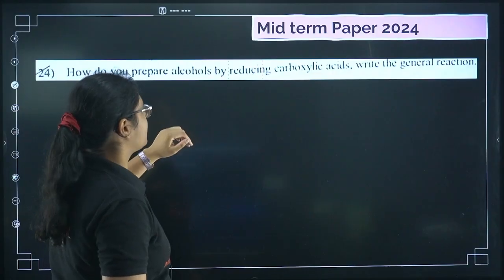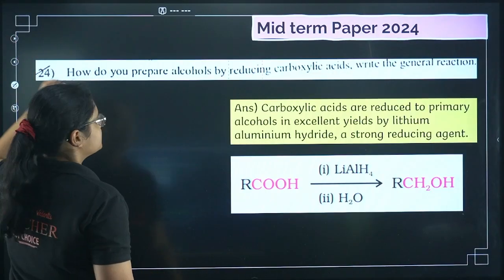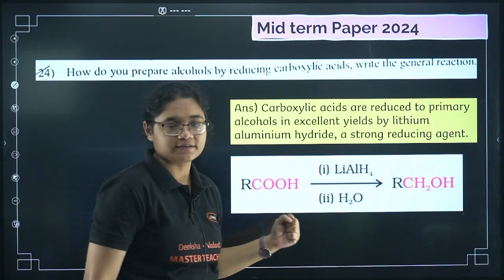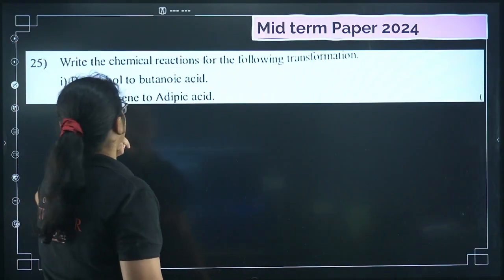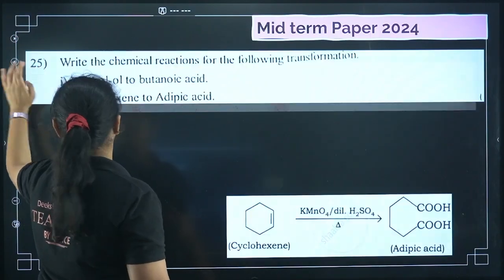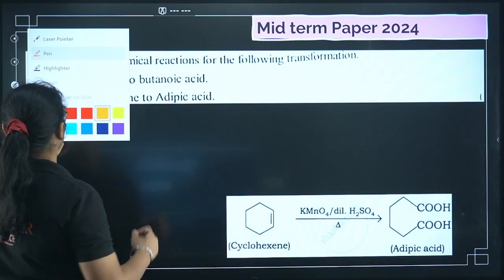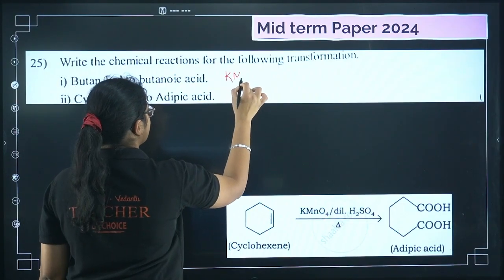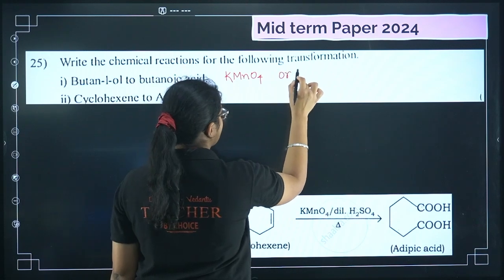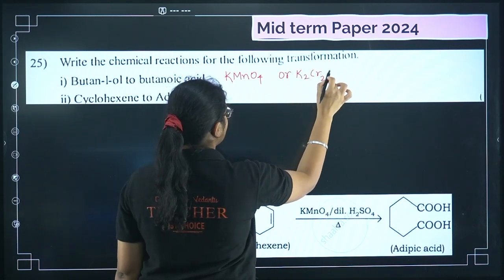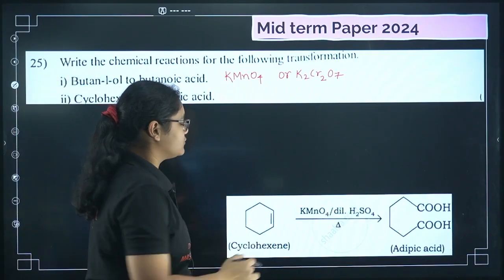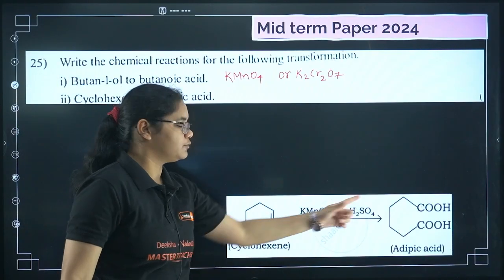Next, how do you prepare alcohols? By reducing carboxylic acid. So when carboxylic acids are treated with lithium aluminium hydride, we get alcohols. Next we have how do we convert the following? Butan-1-ol to butanoic acid. Directly, if you want to convert primary alcohols to acid, you can use KMnO4, a very strong oxidizing agent, or K2Cr2O7. Next you have cyclohexene to adipic acid, that also you can use KMnO4 with dilute H2SO4, you will get adipic acid here.